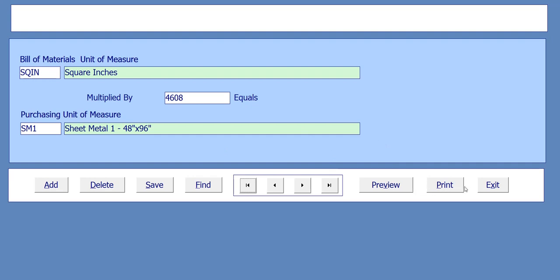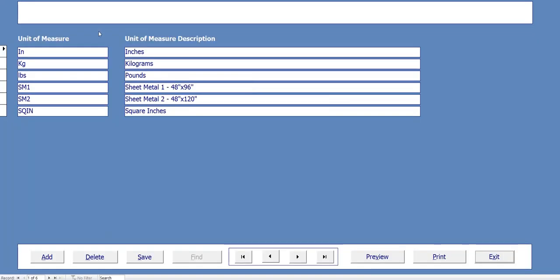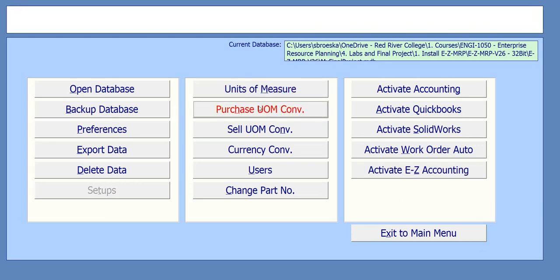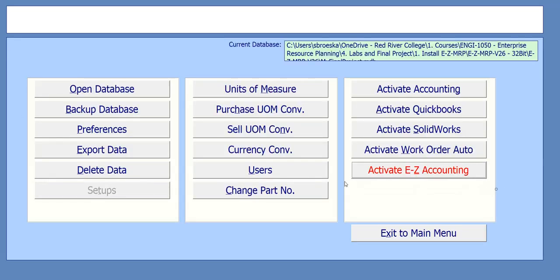Okay, so now we're going to exit this. So that is how you add in unit of measurement and how you convert that from your purchasing unit measurement. So now I'm going to go into the why. Why are we doing this?